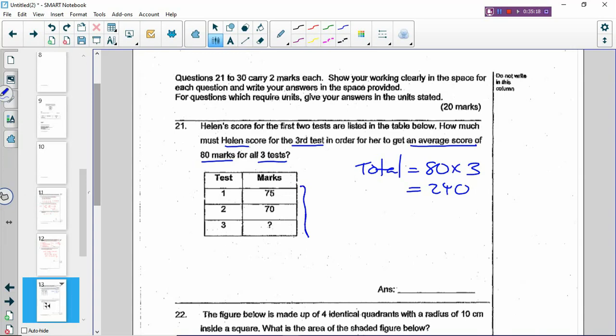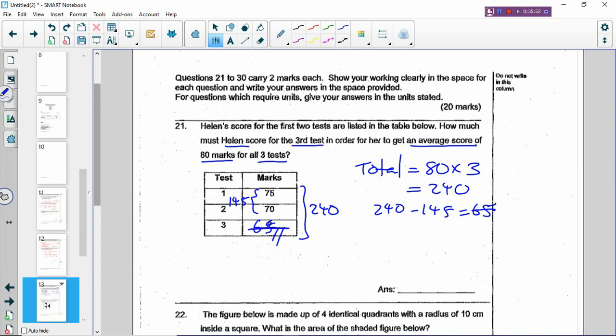And once you get the total, now can you find what she scored for the third test? You take 75 plus 70, that will be 145. Then you take 240 minus 145, and you will get the score for the third test. Your answer will be 65. So she has to score 65 marks for the third test. Is it 65? No, it's not 65. Okay, calculation mistake.